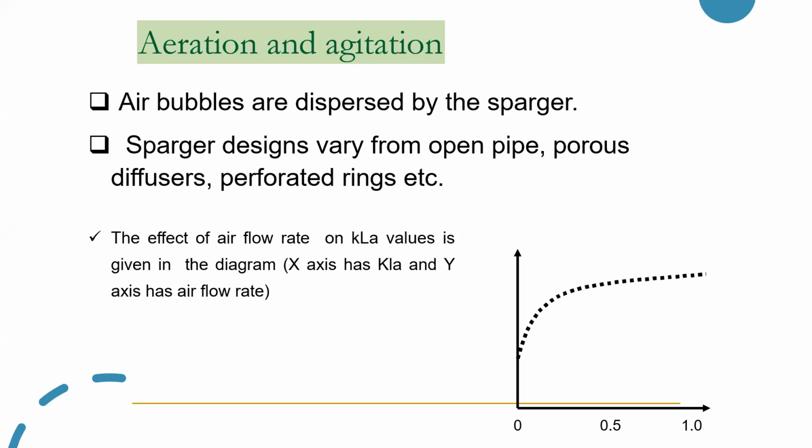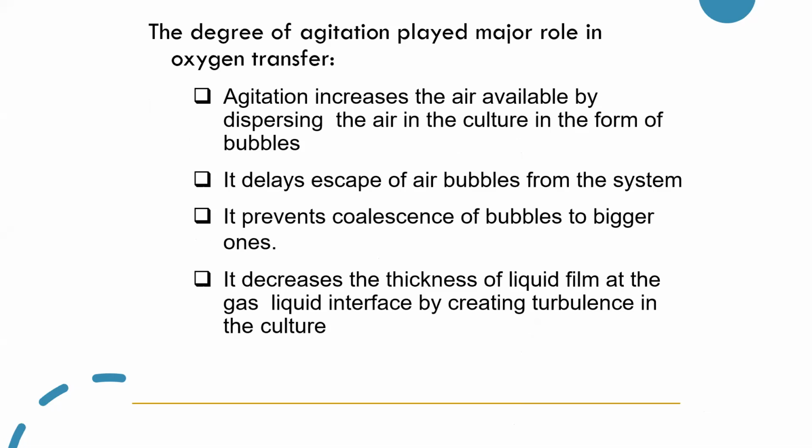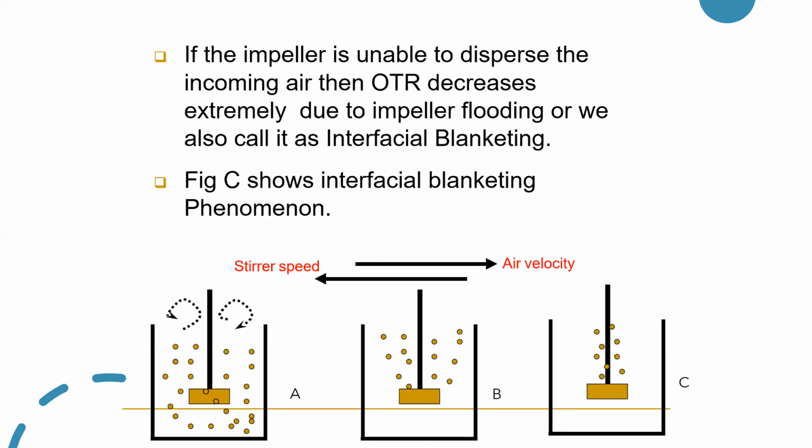This figure is showing the effect of airflow rate on KLA values. On the x-axis, I have KLA, the volumetric oxygen transfer coefficient, and on the y-axis, I have airflow rate. You can easily see that as I increase the airflow rate, my KLA also increases, but after a particular point, it becomes almost constant. So in agitation, there is a phenomenon known as interfacial blanketing. I will show you by this figure.